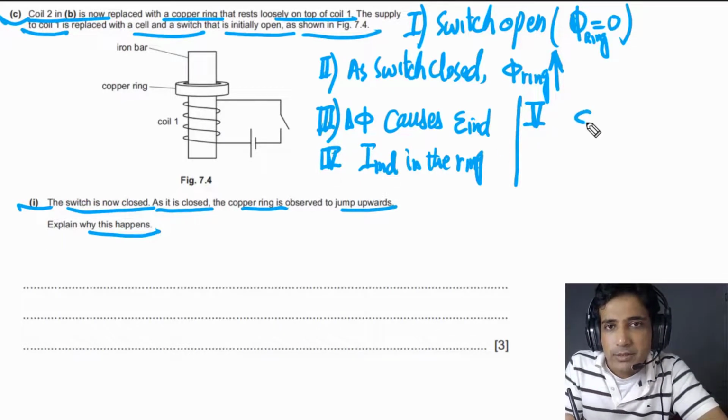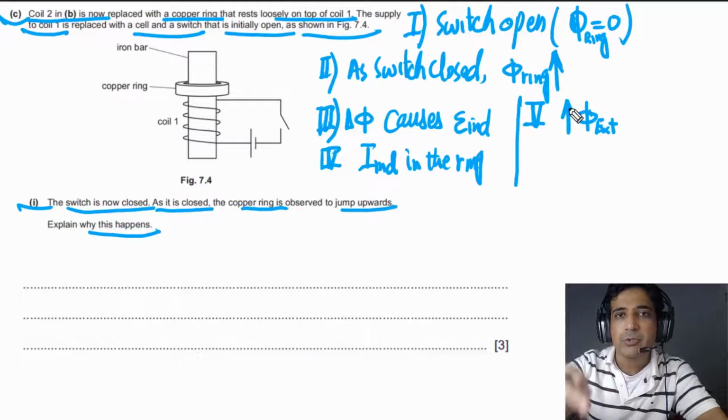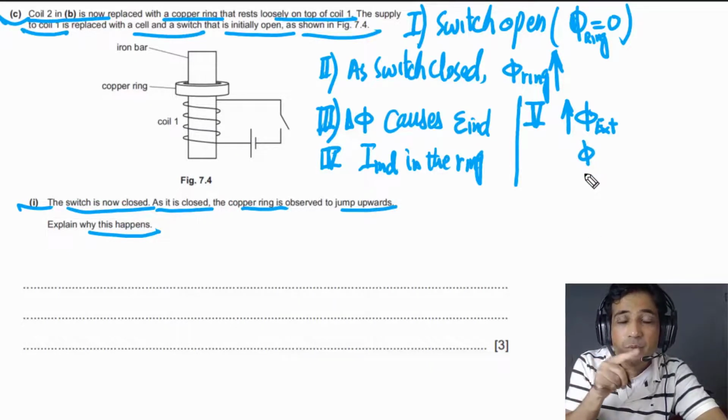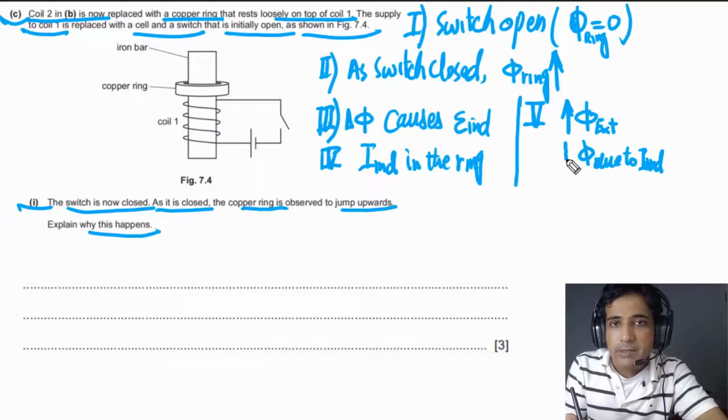Now you need to understand, in this case, we can say this is the external magnetic field. As the external magnetic field in this case is increasing, it increases from 0 to some value. So the flux of the ring due to induced current, we can say flux due to I induced, will oppose, that will be in the opposite direction.